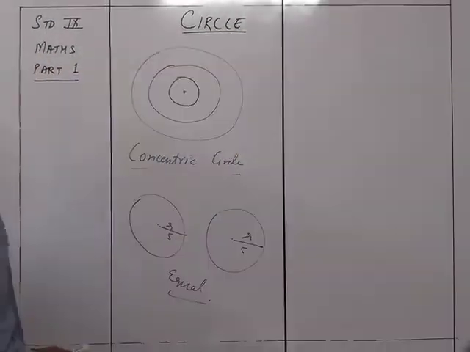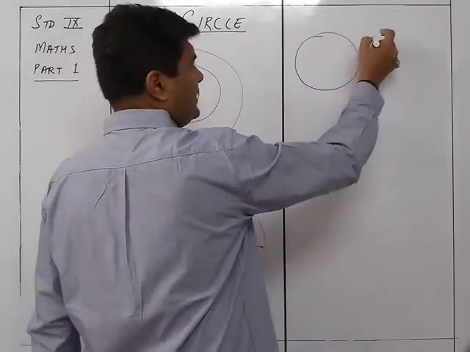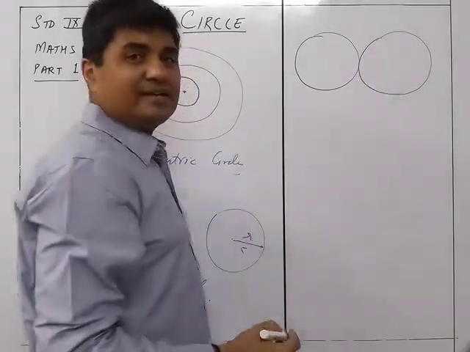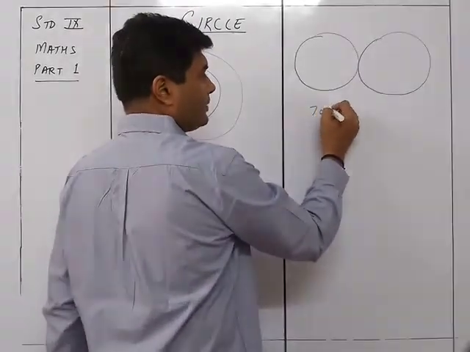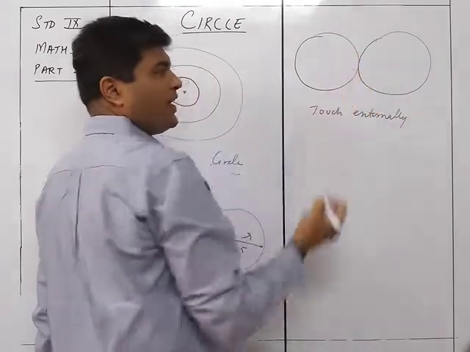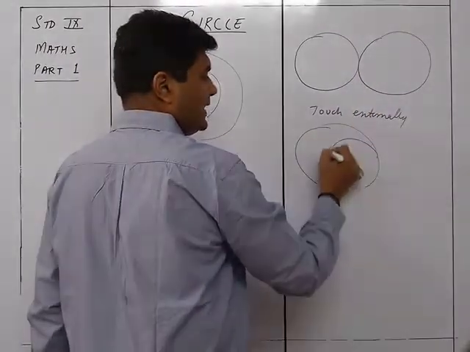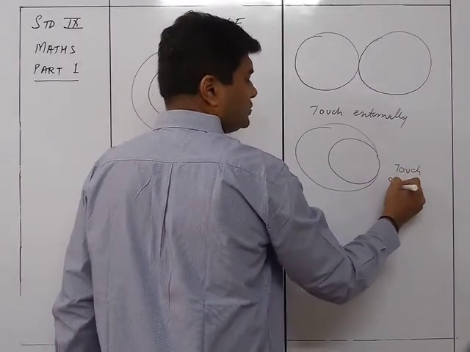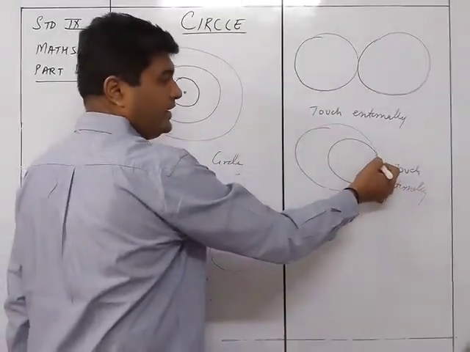Another thing: if I have circles such that they are like this, then these are circles touching each other externally. They just have one particular point in common. If it is like this, then they are touching each other internally. So if they are touching internally, it is this kind. They are touching at only one point internally.